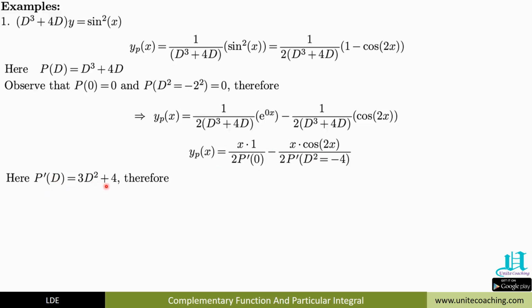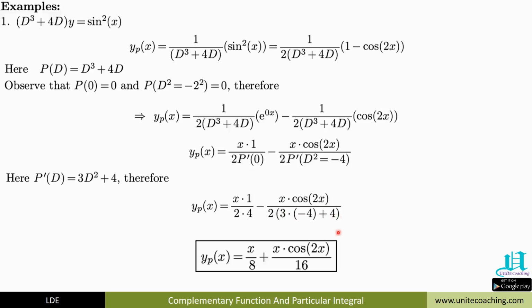3d square plus 4. Now when you put 0 in this case, you will get 4, and when you put d square equal to minus 4, in this case you will get minus 8. Right, so the answer we will get here is x into 1 divided by 2 into 4, and x into cos 2x divided by 2 into minus 12 plus 4, so that will be minus 8. So the answer we will get is x by 8 plus x cos 2x divided by 16. So this is the answer for this example.